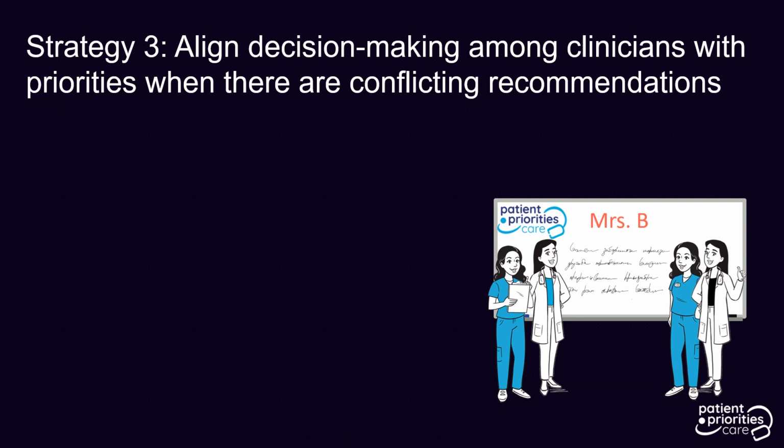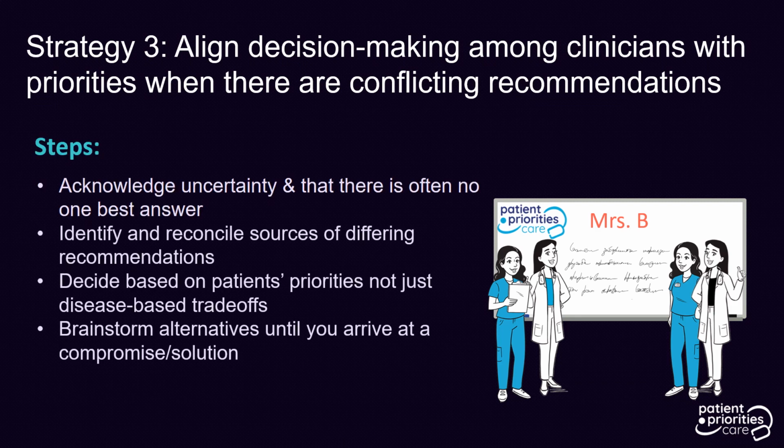Here are the steps that we found in our work with primary care clinicians and cardiologists. It is based on collaborative negotiation, often used in business when maintaining a relationship is important, but colleagues disagree on a specific plan. Acknowledge uncertainty and that there is often no one best answer. Identify and reconcile sources of differing recommendations. Decide based on patient priorities, not just disease-based trade-offs. Brainstorm alternatives until you arrive at a compromise or solution.